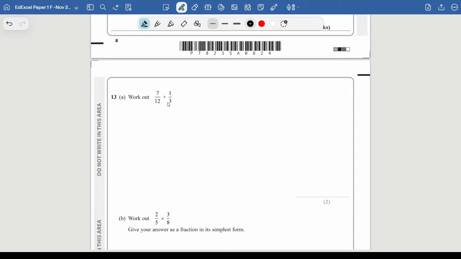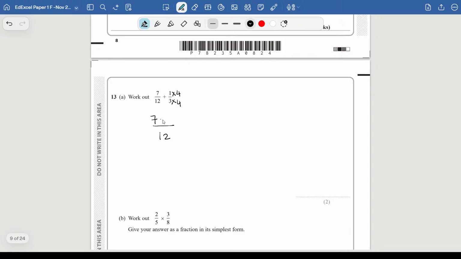You have these 2 fractions, you need to add them. To add fractions, we need to make sure the denominators are the same, or we need to find the LCM. But here we see the numbers 12 and 3, so we can get a common factor here. 3 times 4 gives me 12, so I can multiply the numerator and denominator by 4 so that I get the common denominator as 12.